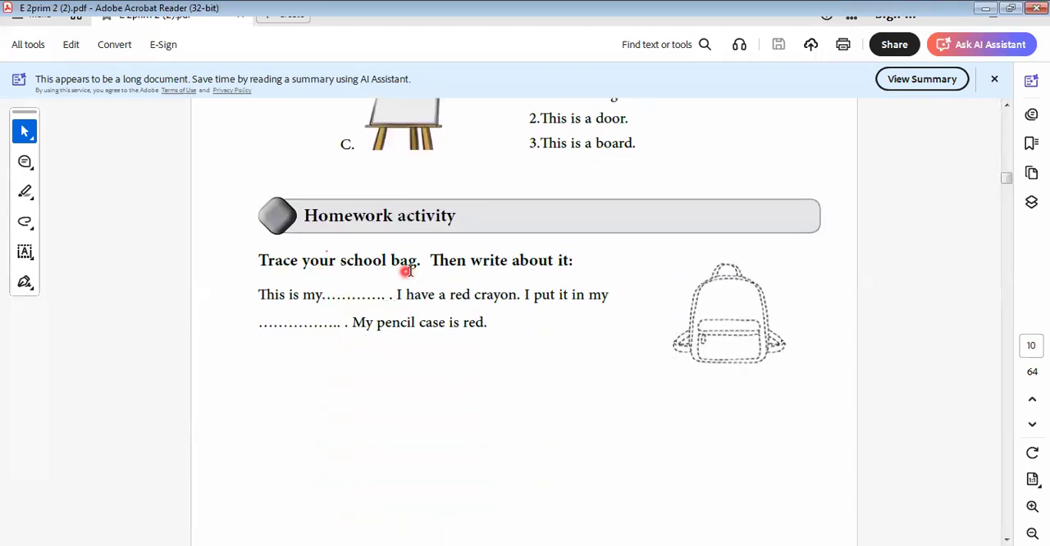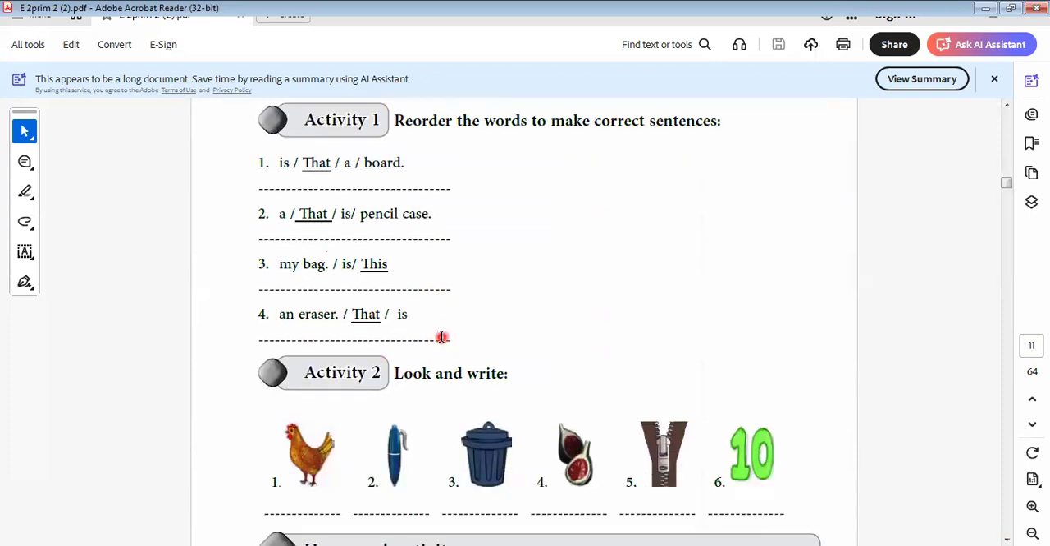Here we say, trace the bag. So here we trace the bag and then answer the question. This is my bag. I have a red crayon. I put it in my what? In my pencil case. It will be here, in my pencil case. My pencil case is red. Let's go to another one here.